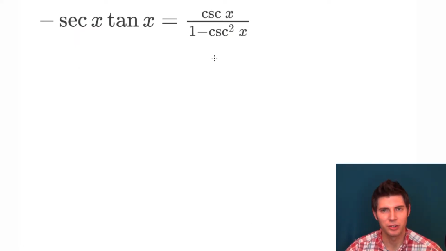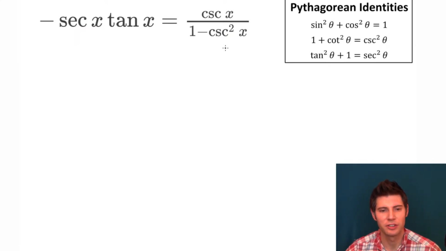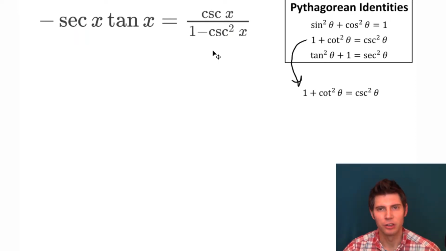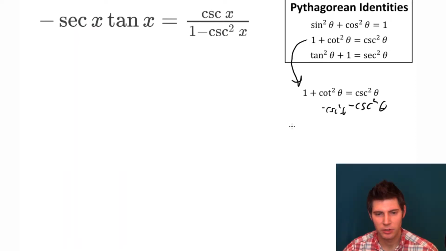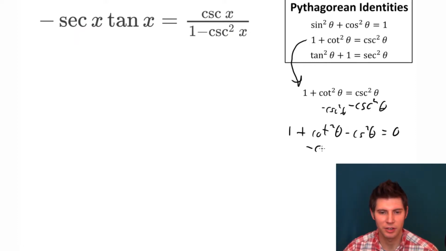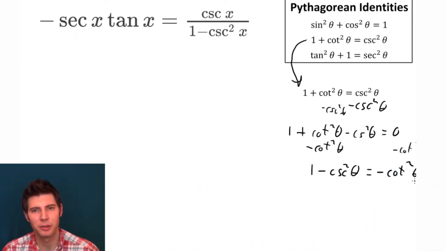First, this 1 minus cosecant squared makes me think of the Pythagorean identities. So we'll use these. We'll have to manipulate this one here. And I want to make it look like 1 minus cosecant squared. Well, let's subtract cosecant squared from both sides. So that gives us 1 plus cotangent squared minus cosecant squared equals 0, and then we'll subtract the cotangent squared from both sides. So with some algebraic manipulation, I was able to rewrite this one.